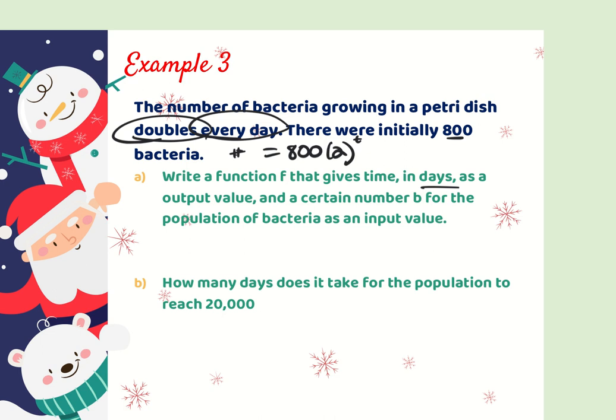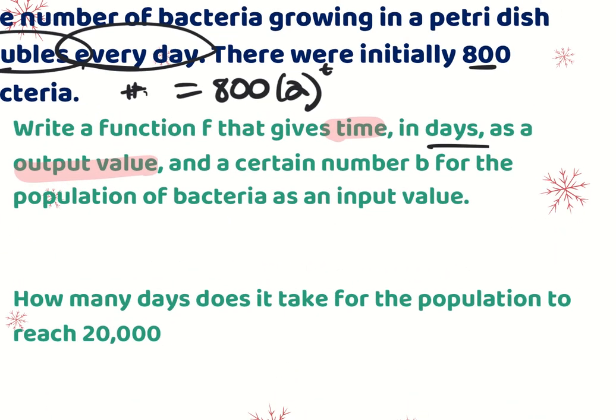This question says, write a function f that gives time in days as the output value. So where does the t have to go? Where the y is. I have to now solve this equation for time. Does that make sense? So t, time, is output. Output goes on the left, right? Where the y equals normally is your output. So I have to solve this equation for t. I can make this f of x for now, or I could make that y. It doesn't matter. If I had y equals 800 times 2 to the t, how am I going to solve for t?